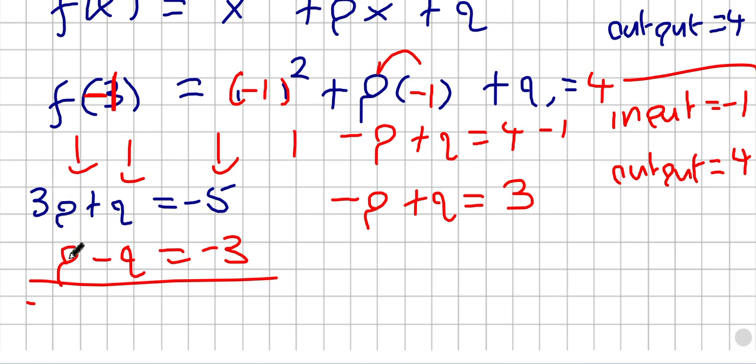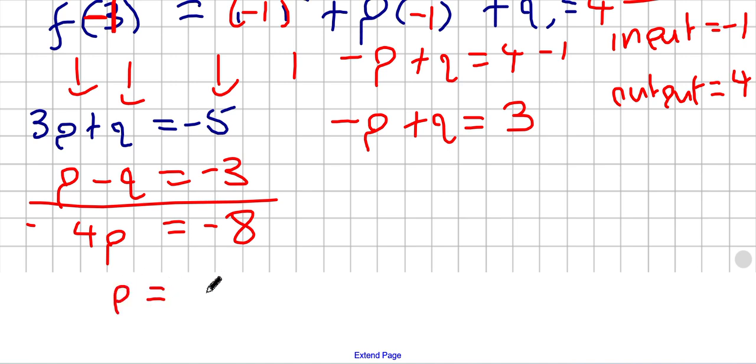Add them together. 3p plus p. The q's. Minus 8. Divide minus 8 by 4. What do we get? Minus 2. Anybody got minus 2?